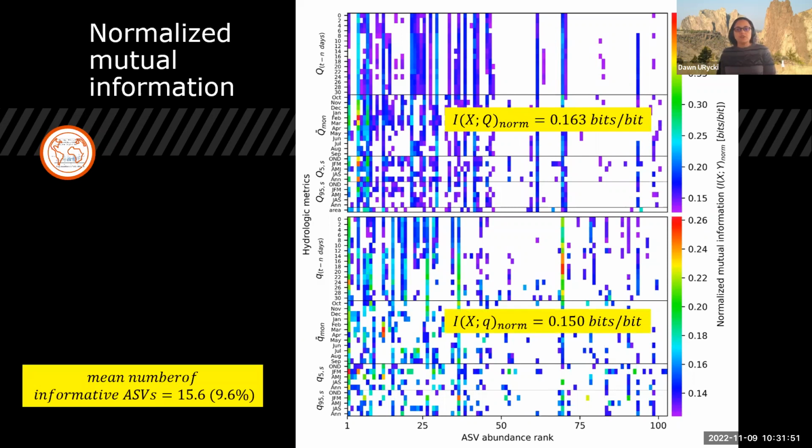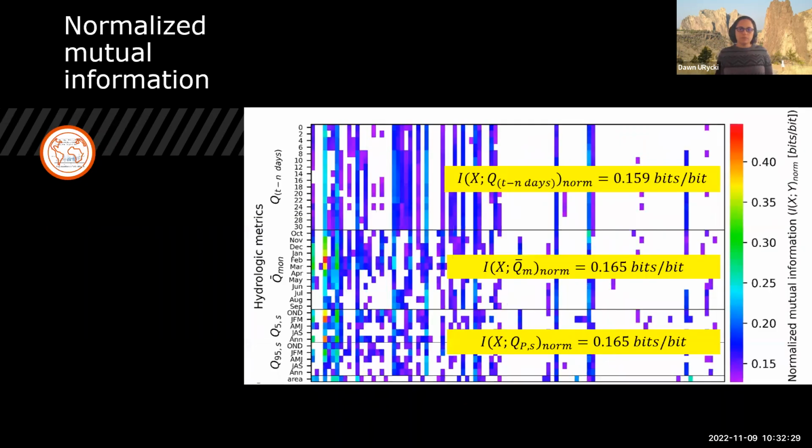So across all discharge metrics, there's an average of 15.6 ASVs that share significant information with a given hydrologic metric. For absolute discharge, the median value of shared information was 0.163 bits per bit, and for discharge normalized by area, the value was 0.150 bits per bit. Because we observed strong relationships between microbial community and absolute discharge, we focused the remainder of the analysis on absolute discharge metrics only. So Dawn, a short question.